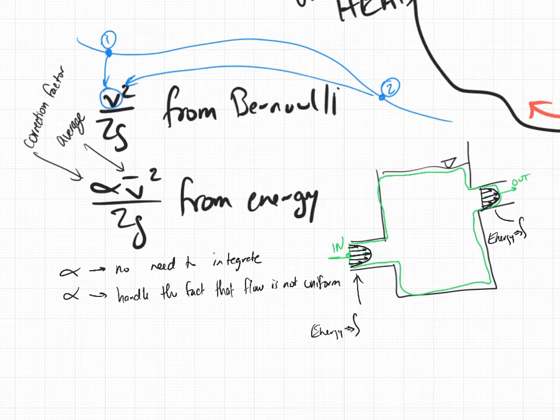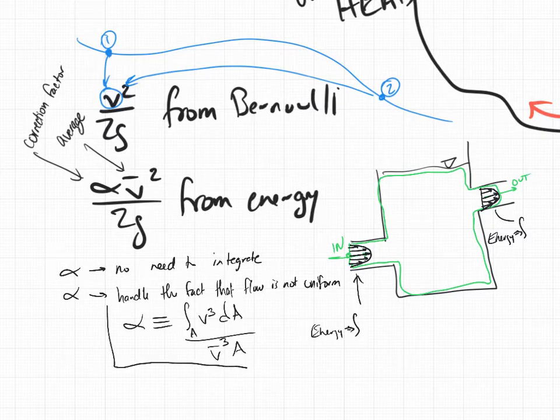So basically, alpha is defined as the integral over the area of velocity cubed dA divided by the average velocity cubed times the area. And we'd have to get into the derivation as to why that works. I'm not concerned that you know that.